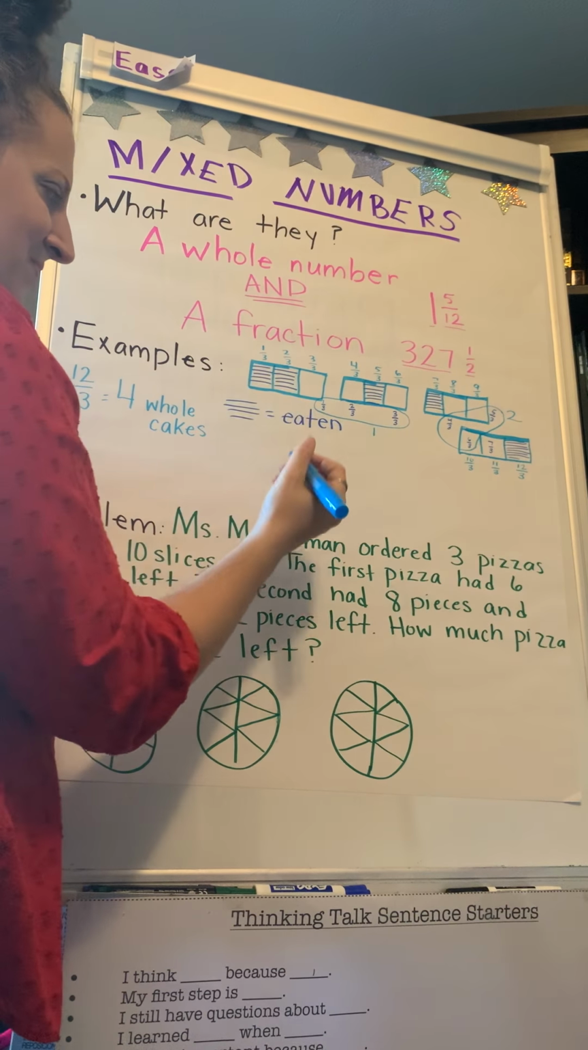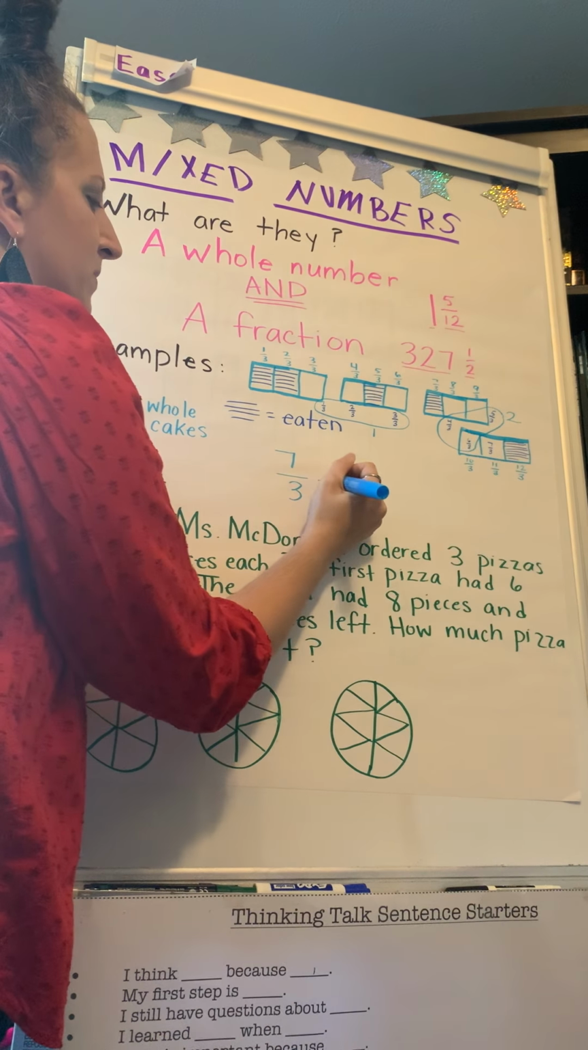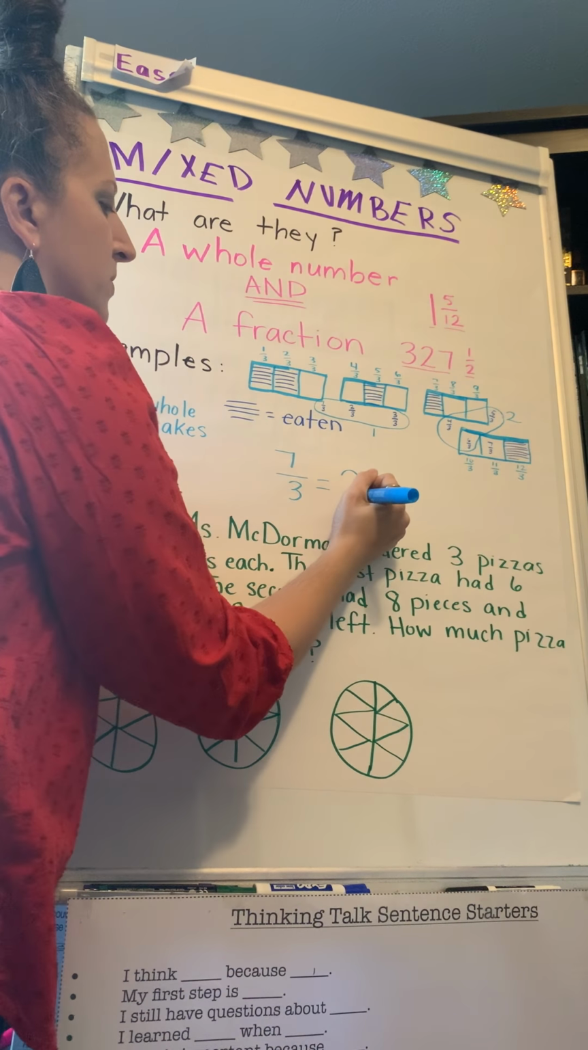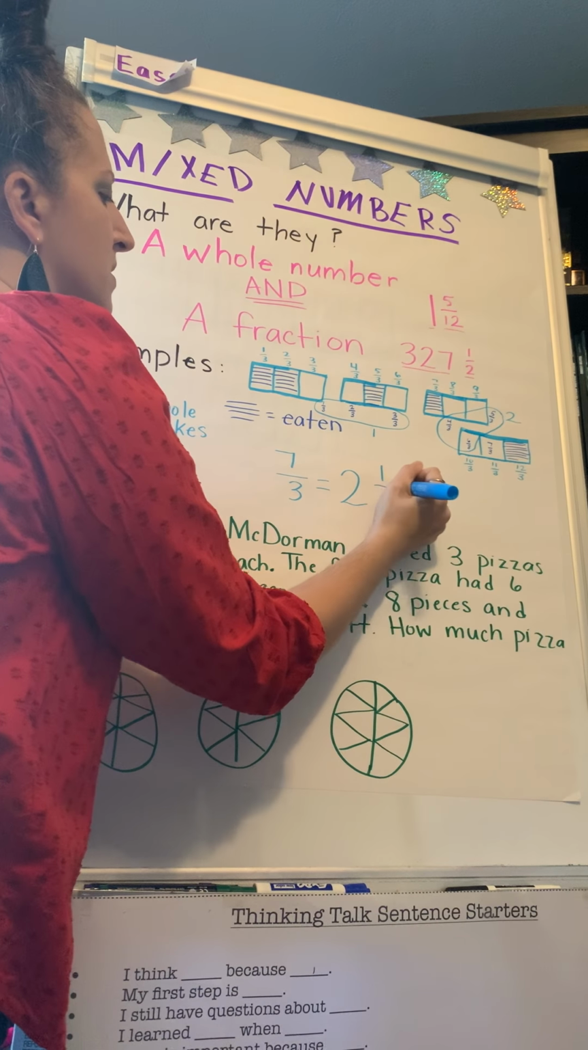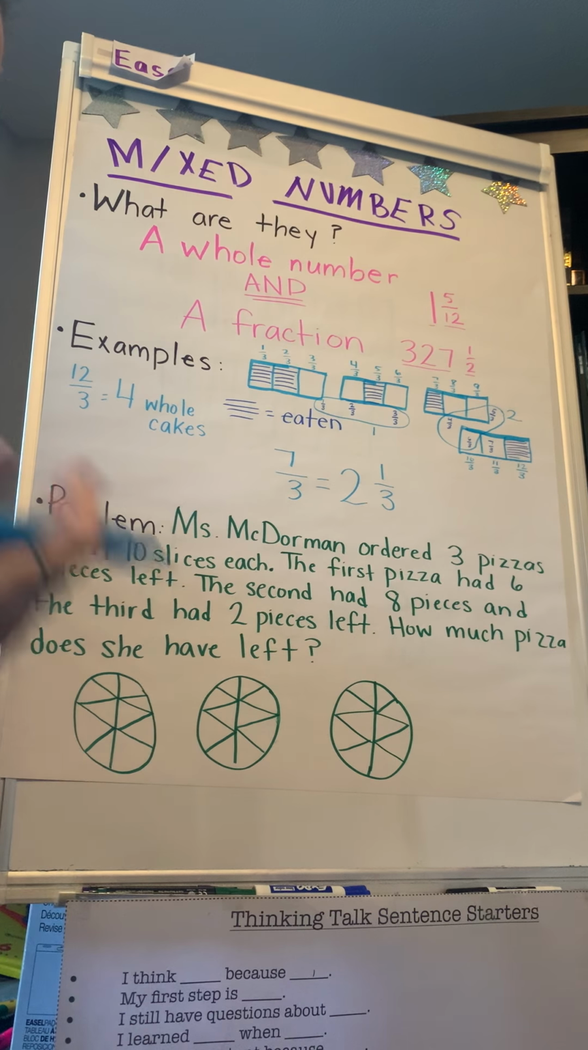So 7/3 equals 2 wholes and 1/3 left over. So when you ask at the end of the party, well, how much cake do you have left?